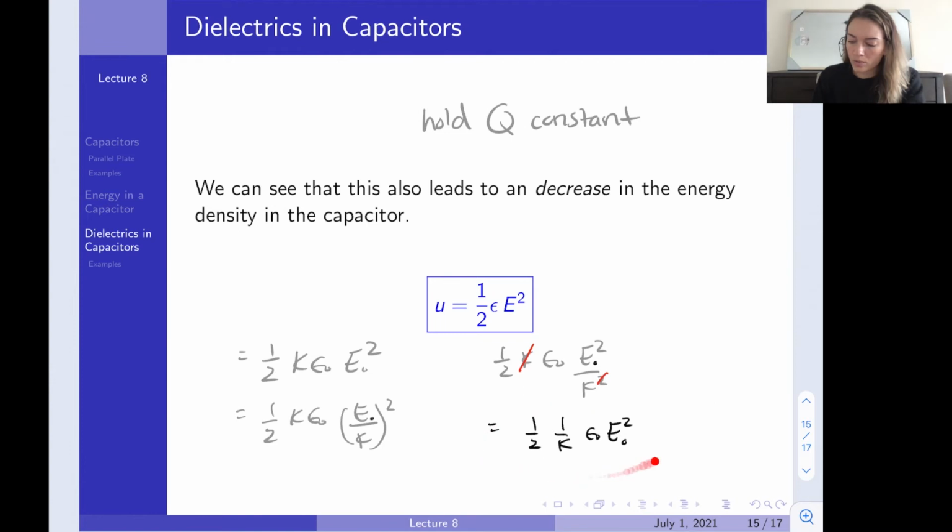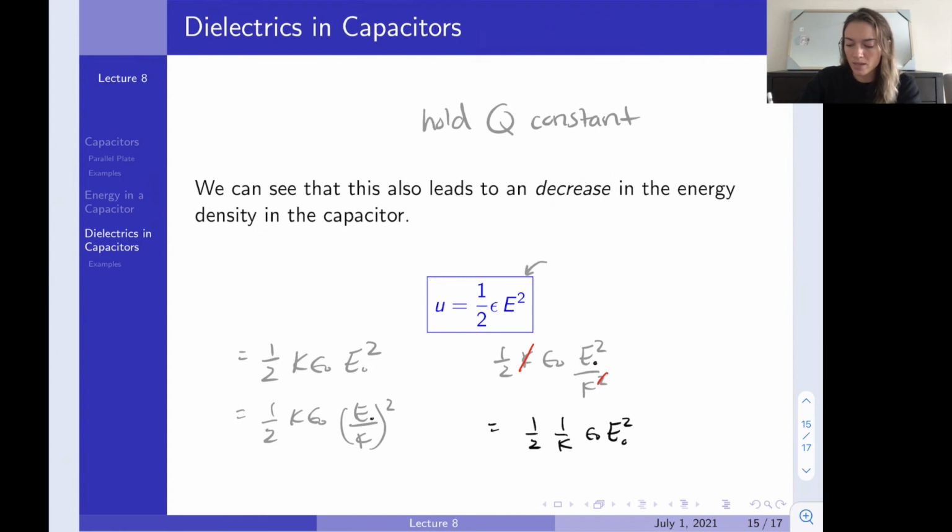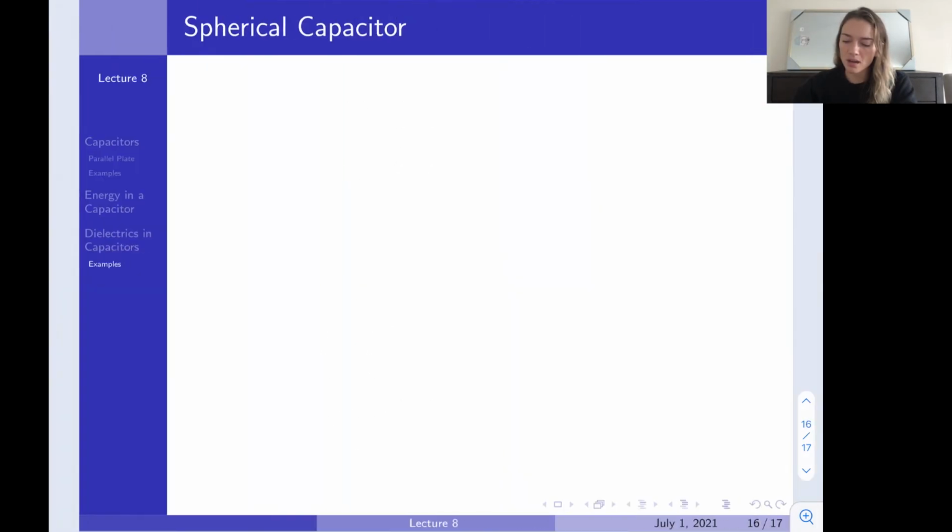So you can see that overall, your electric field, your energy stored, actually decreases by a factor of K when you insert a dielectric. And here, this electric field is the new electric field with the dielectric. So this E here would be sigma over epsilon, which is sigma over K times epsilon naught. All right, now let's do some examples of different shaped capacitors.